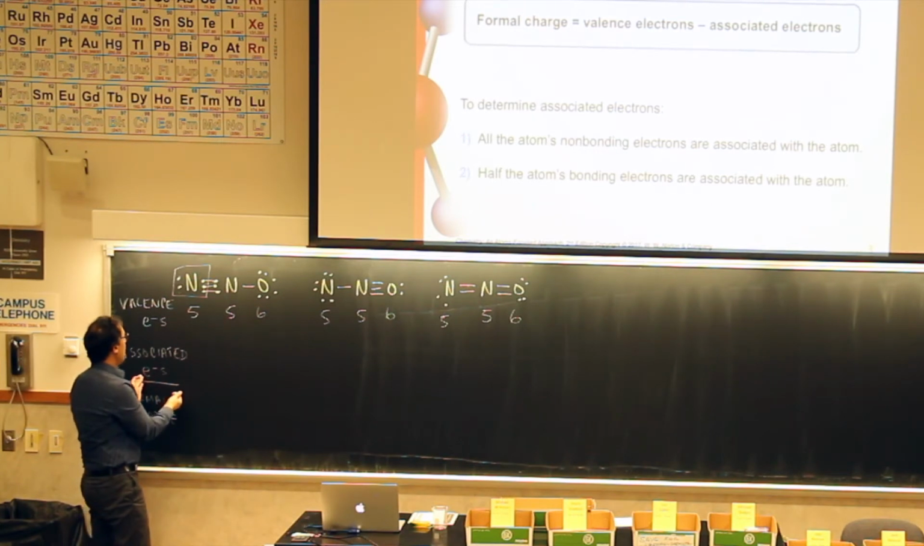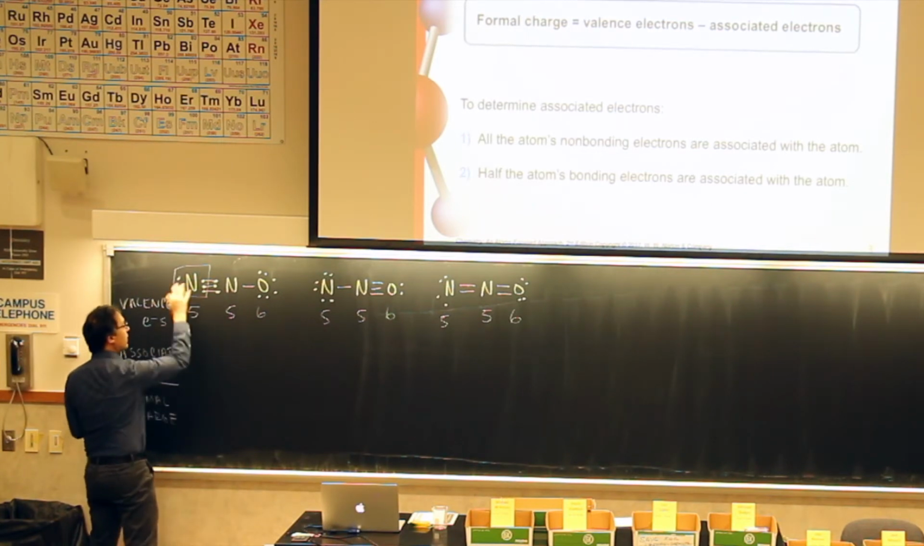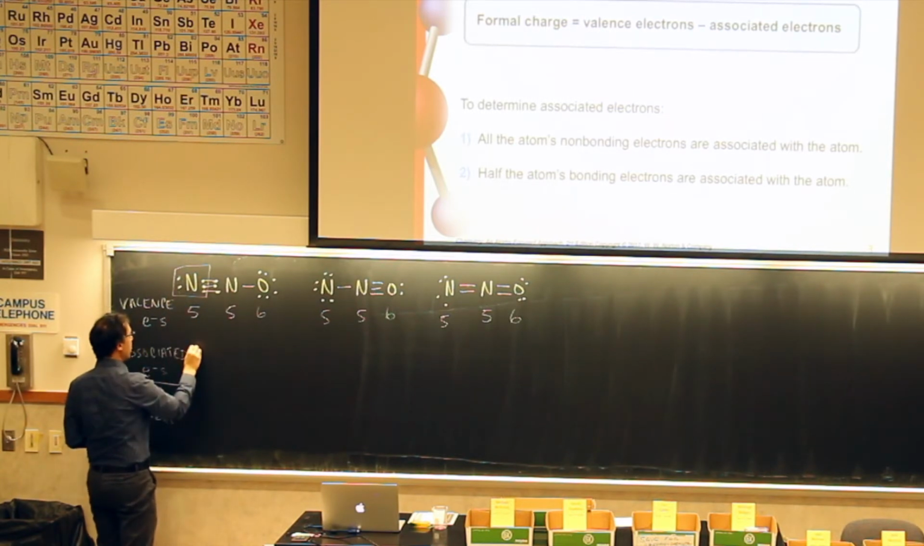So how many associated electrons would I have here? That would be 1, 2, 3, 4, 5. I'm going to put 5 here. 5. Okay.